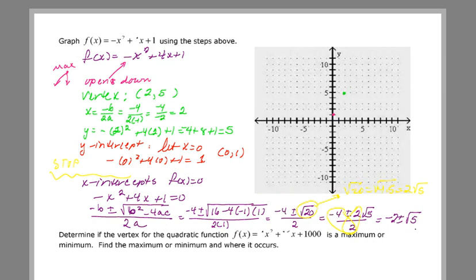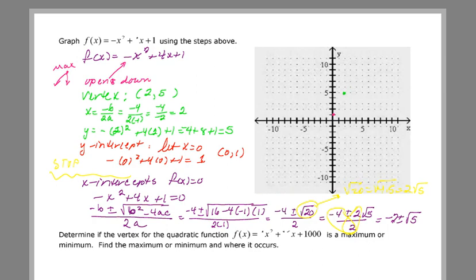Okay? Well, I really don't know where those values are. I'm going to have to use my calculator to help me figure out where those values are. So let me pull up the calculator.